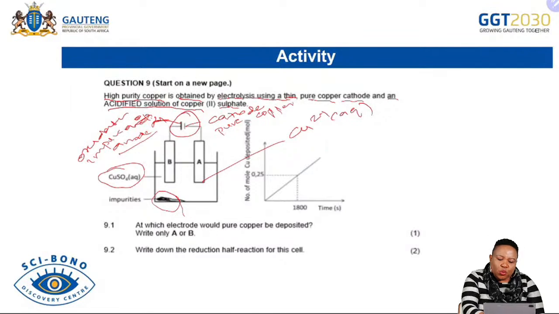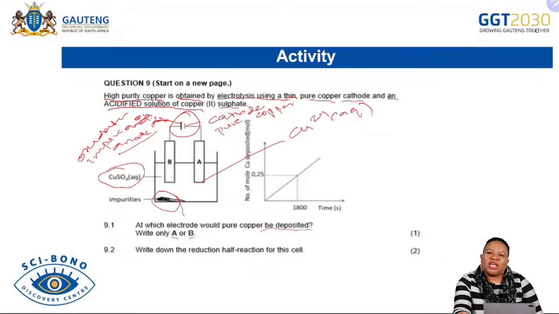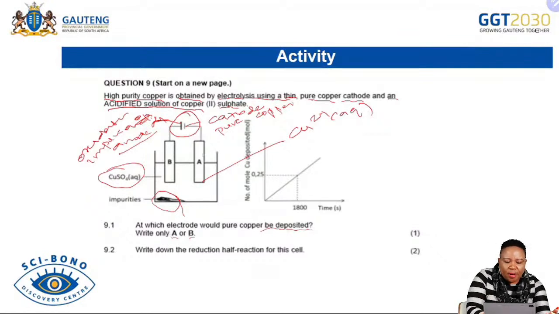At which electrode would the pure copper be deposited? Already they say choose from A and B. It cannot be like you are just choosing A or B. You must know whether A is an anode or cathode, or B is an anode or cathode. And you know that where you are gonna find your pure copper is at the cathode side. So we expect our cathode to form at A, where there will be what?